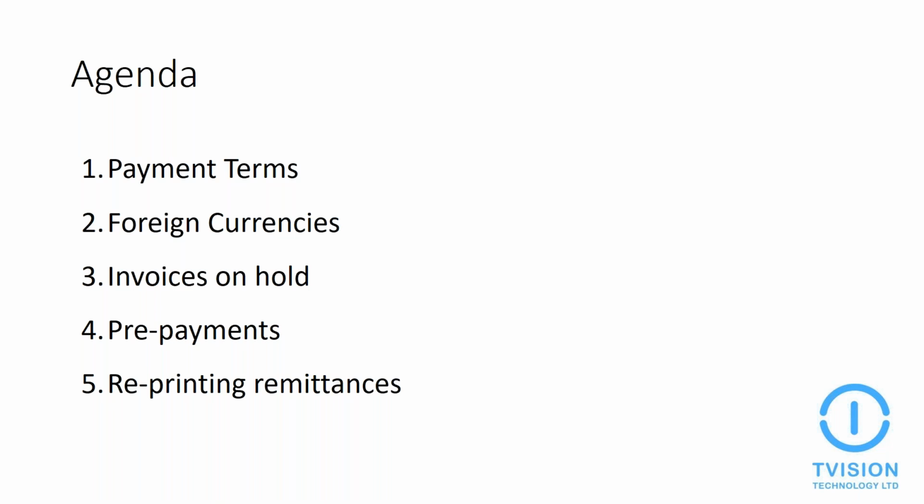So the 5 key things that we at T-Vision believe are best to introduce this subject, and some of the key areas, are payment terms, foreign currencies, invoices on hold, prepayments, and reprinting.